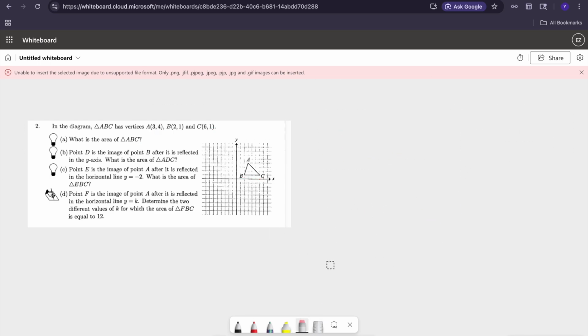Next, point D is the image of point B after it is reflected in the y-axis. What is the area of ADC? The y-axis is this line, and reflecting B across the y-axis gives a point which is here, because the reflection line is the midpoint between D and B, and B right now is +2, so here should be -2.